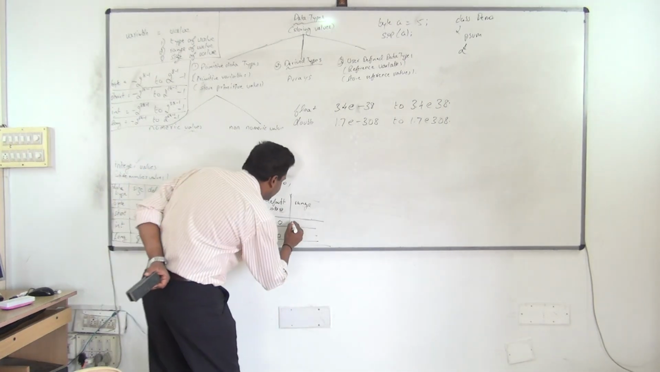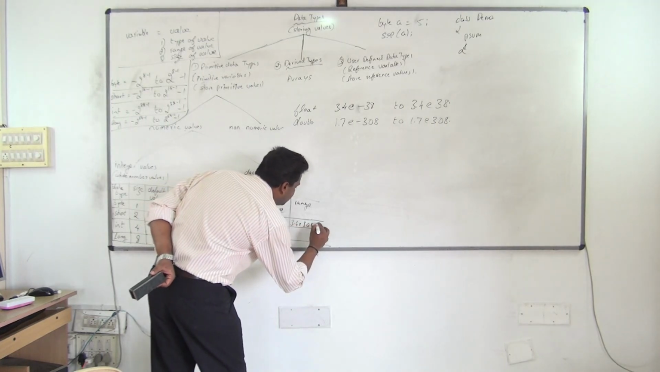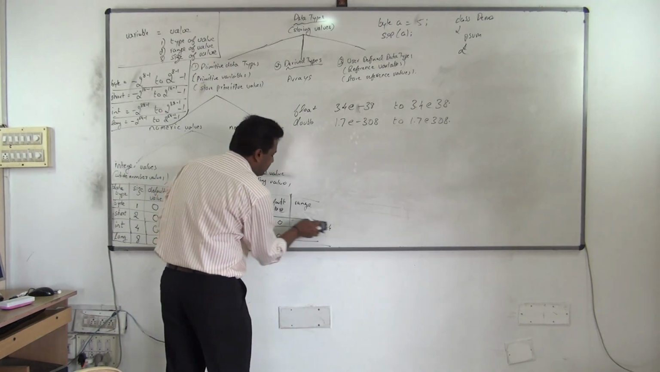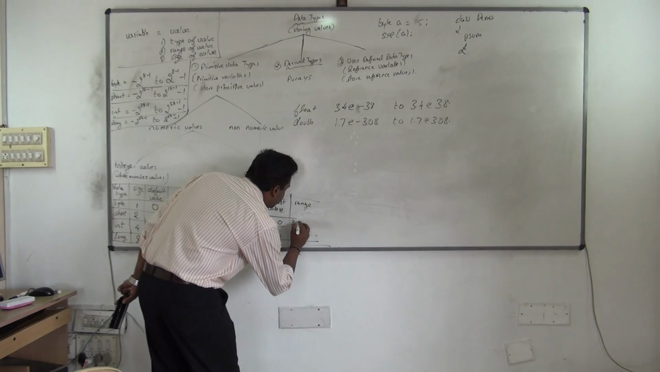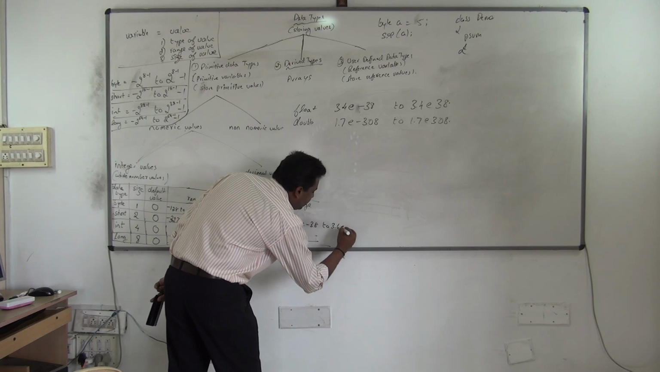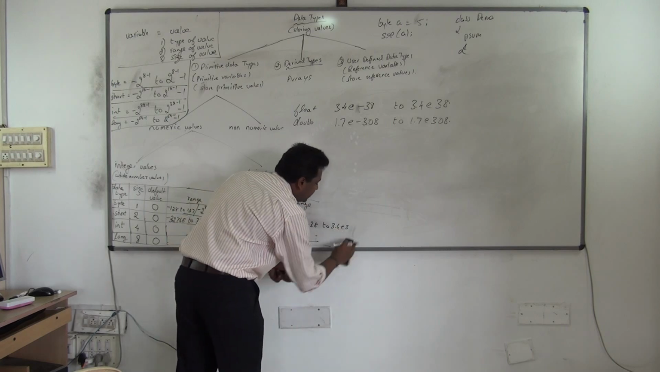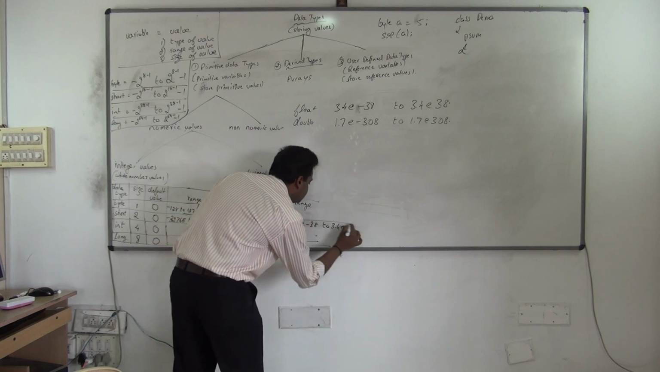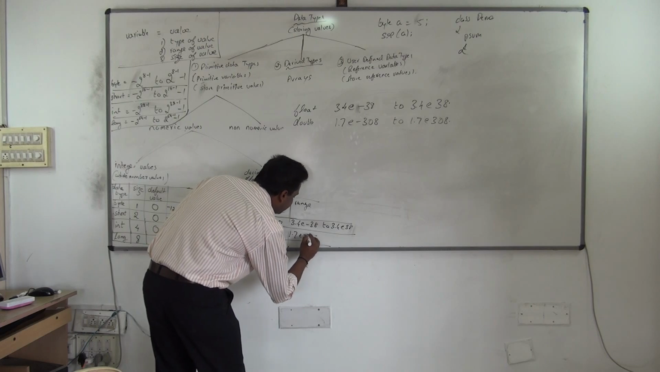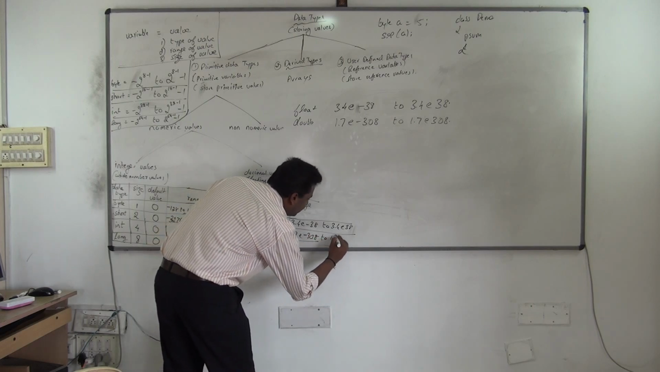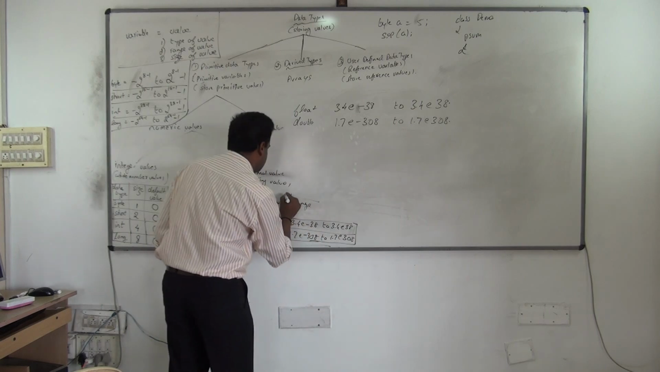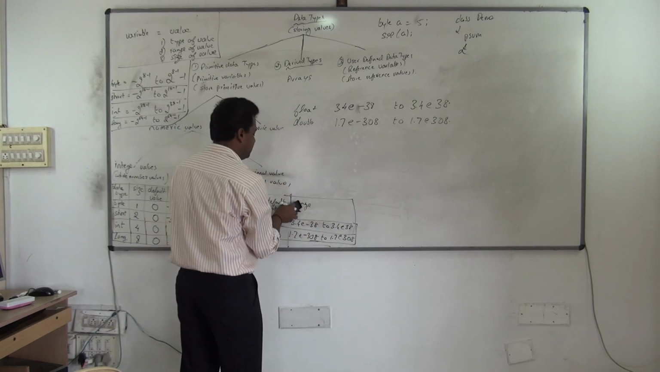So that's the range. That same value I'll write here: 3.4 E minus 38 to 3.4 E plus 38. The space is the problem, man. And 1.7 E minus 308 to 1.7 E 308 positive. So this is the range.